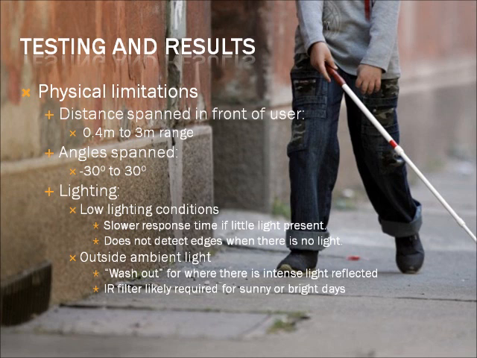It is able to detect a drop-off anywhere in between 0.4 meters and 3 meters from the user. It is able to detect drop-offs at angles between -30 and 30 degrees relative to the horizontal. In low light conditions, there is a slower response time and it is unable to operate in darkness. And lastly, in the presence of intense light, input is washed out and unable to be processed.